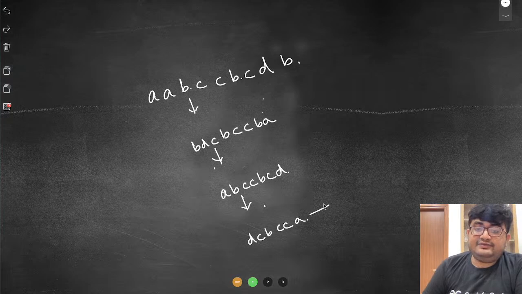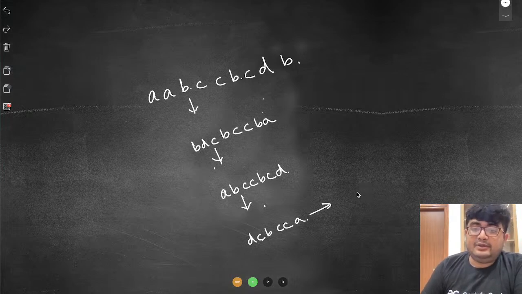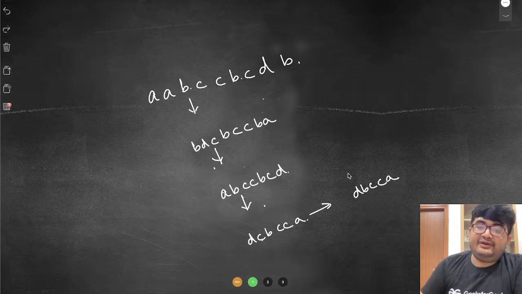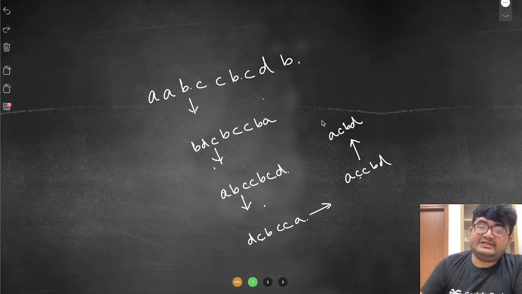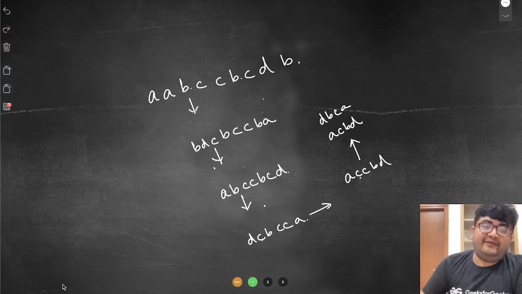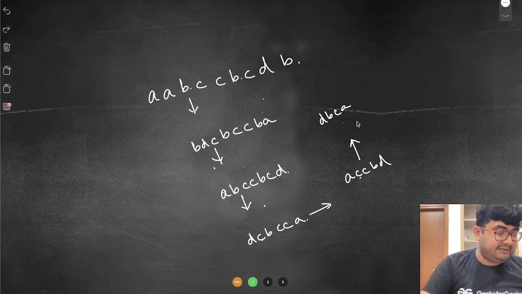Now what is the first character here? D. Is D repeating? No. C. Is C repeating? Yes, C is repeating. So we remove it, and it becomes D, B, C, C, A. Reverse this: A, C, C, B, D. What is the first character that is repeating? Is A repeating? No. Is C repeating? Yes. So we'll remove C. So A, C, B, D, and we'll reverse this. So it will be D, B, C, A. The final output should be D, B, C, A.